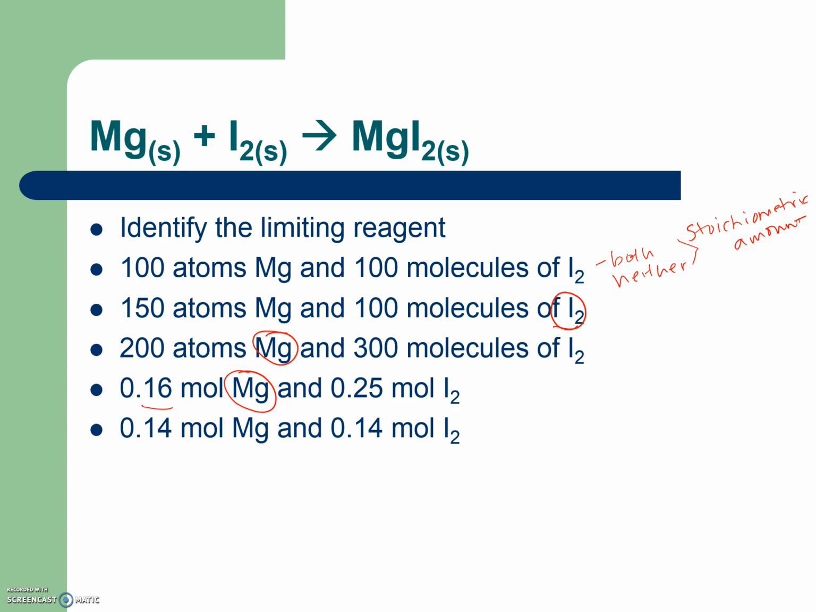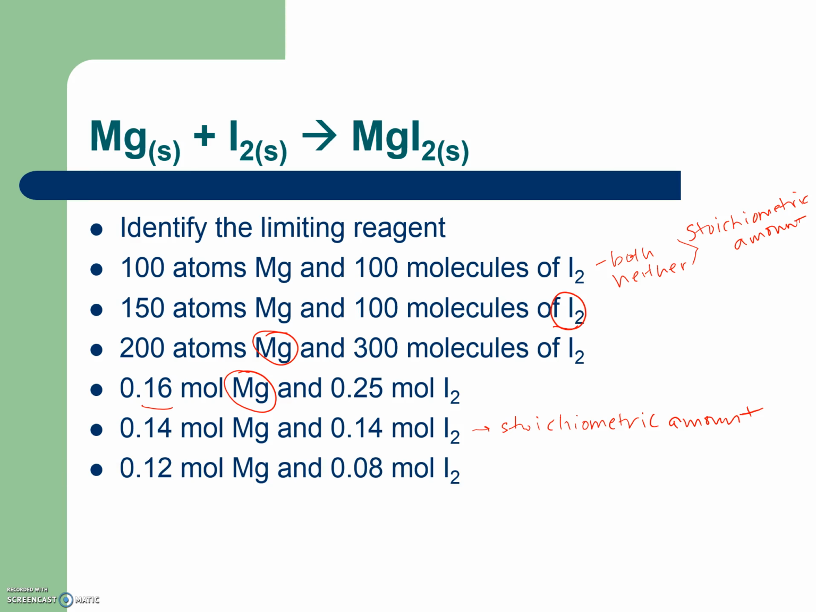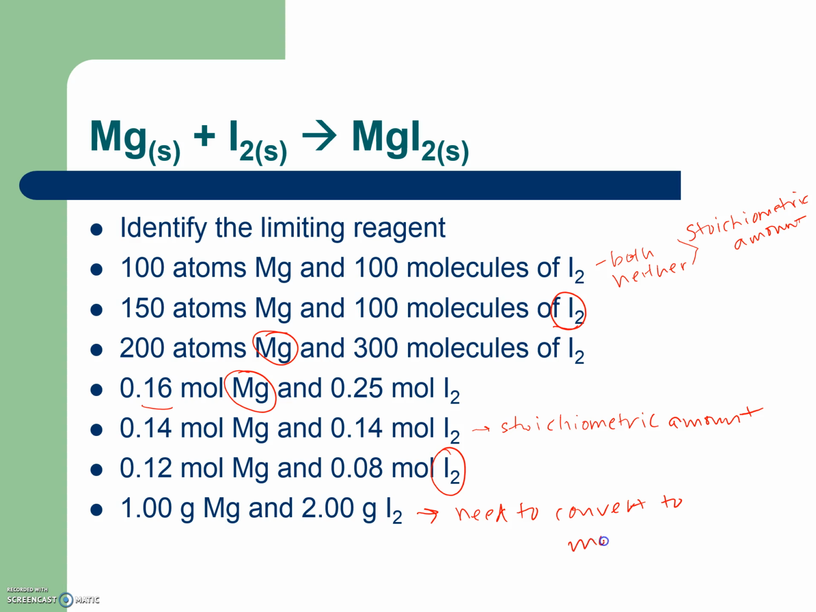If I have exactly the same amount, again, we're going to call this the stoichiometric amount, meaning it's the perfect amount to react perfectly. So I'll react all of this and have none of my reactants left. If I have 0.12 moles and 0.08 moles, it's going to be the least. It's going to be the I2. And if I have 1 gram and 2 grams, don't get tricked into just picking the 1 gram. We would need to convert to moles.